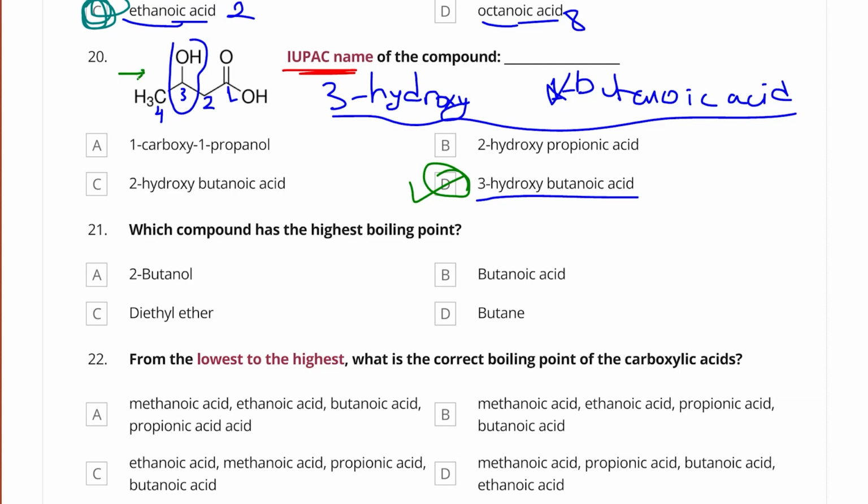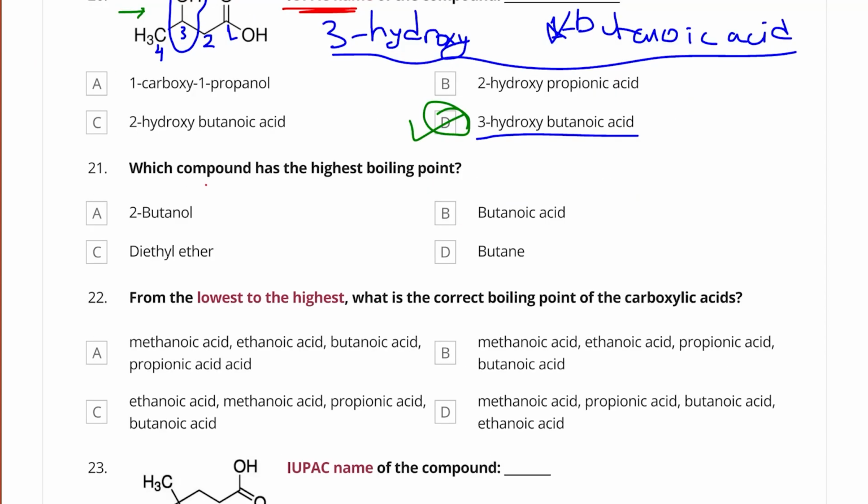A good question comparing the superiority of functional groups. So if there are 2 or 3 or more different functional groups, look at the superior one. The carbon having the superior group must be part of the parent chain. And so we continue on to question 21. Which compound has the highest boiling point? Look at the example: butanol, butanoic acid, ethyl ether, and butane.